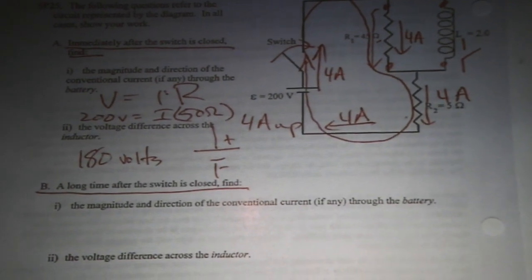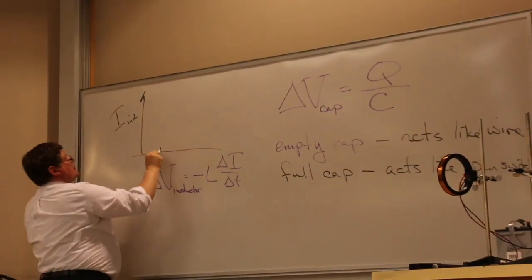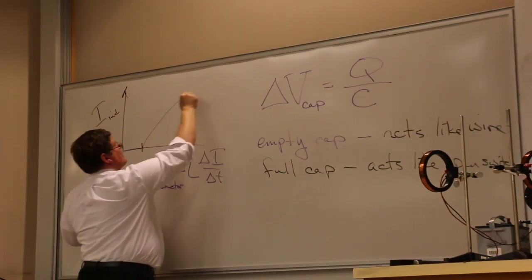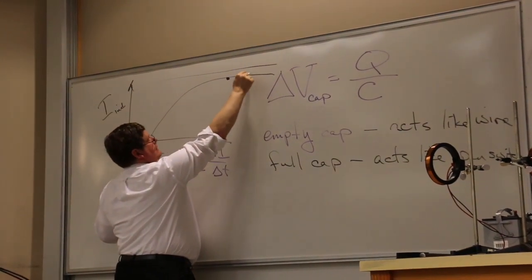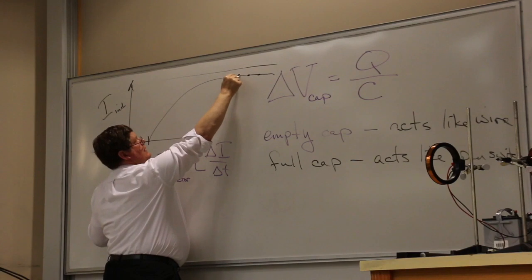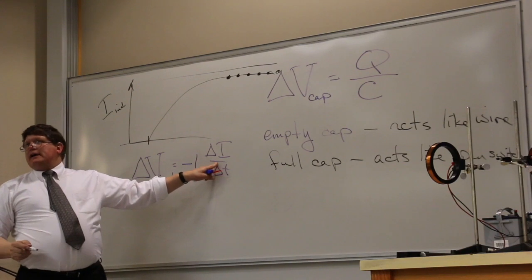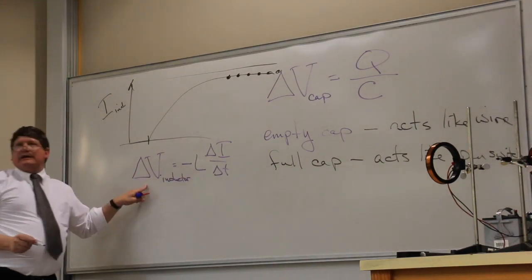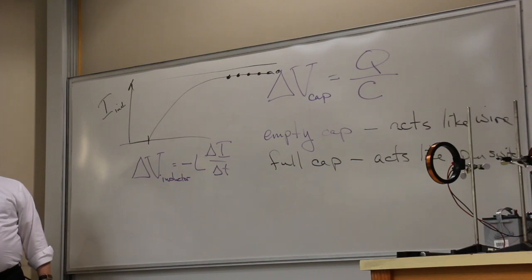Now, the next part, B, is a long time after the switch is closed. Remember, if I plot the current through the inductor, I close the switch here, and it ramps up to its final value. Well, a long time means up here, where it's 40 amps. What's the change in I? 0. And so what is the voltage difference across that inductor? 0. What's it acting like? A wire. A long time afterwards, it acts like a wire.